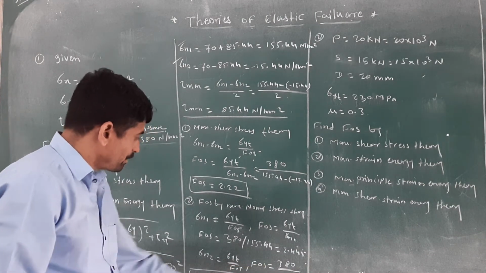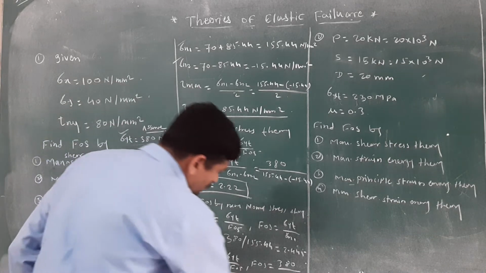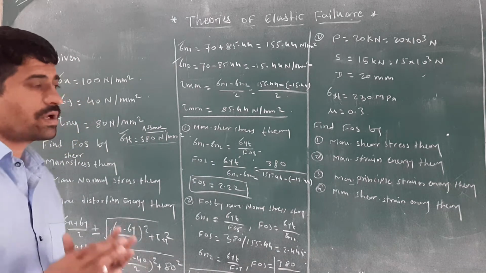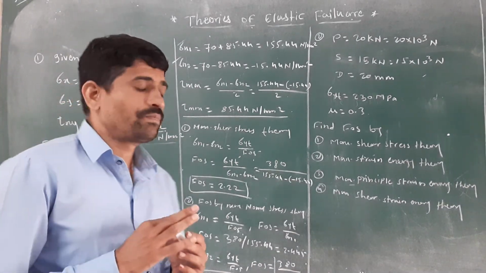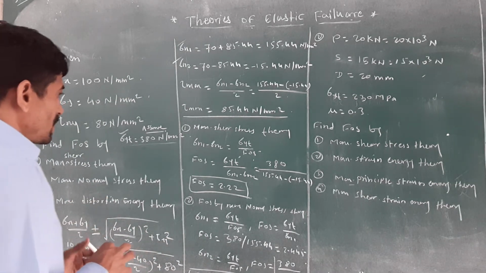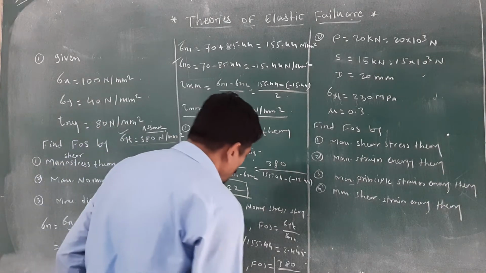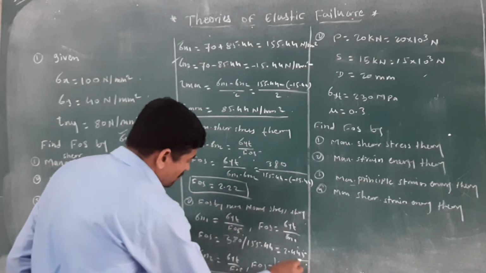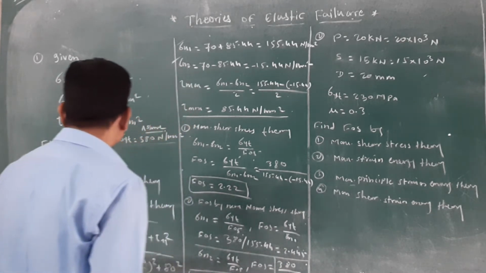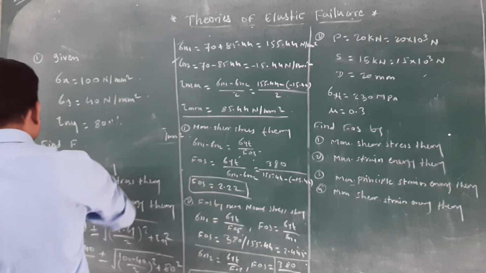Then you should remember first, according to the normal stress theory, the material will fail due to tension. Here we will get the negative value. If you are using the mod, then you will get the positive value. But according to the normal stress theory, this material will fail due to the tension. That's why we want to choose the least value out of these two values.